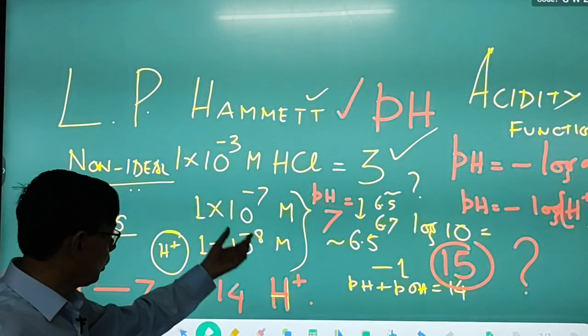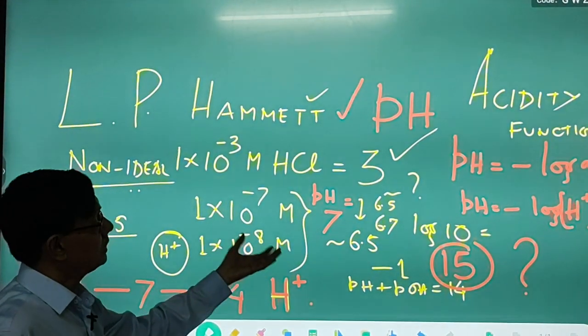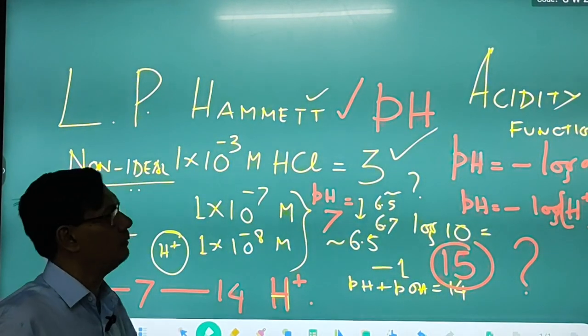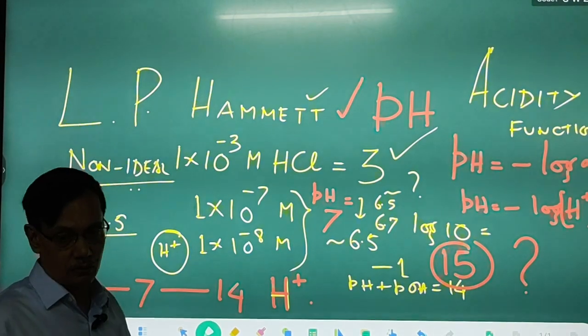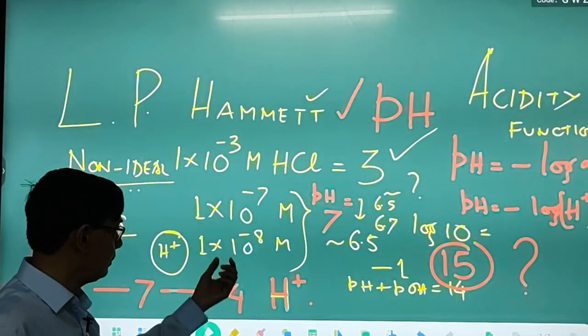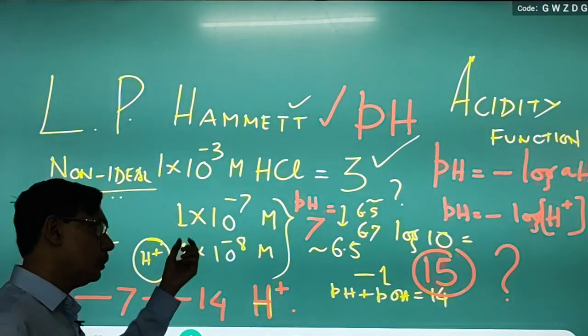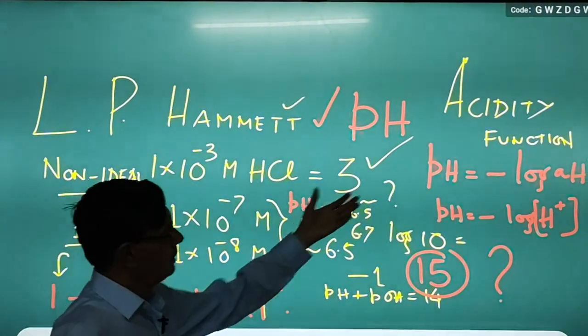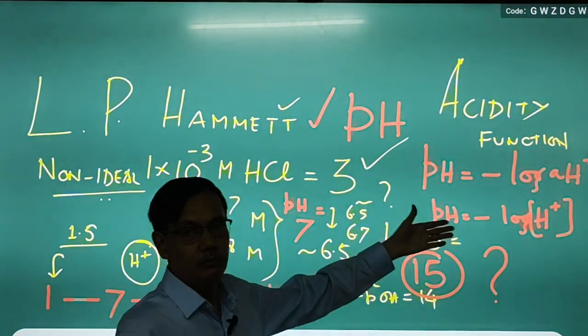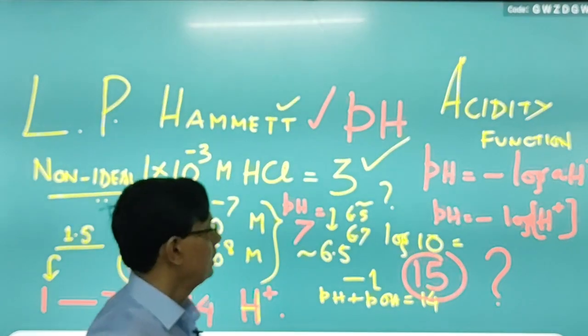Even if you want to solve this very simple question, sometimes we need a little bit of mathematics, that is called the quadratic equation. So with a quadratic equation, we can solve for the actual concentration of hydrogen ion. And if we know the actual concentration of hydrogen ion, the pH can be solved.